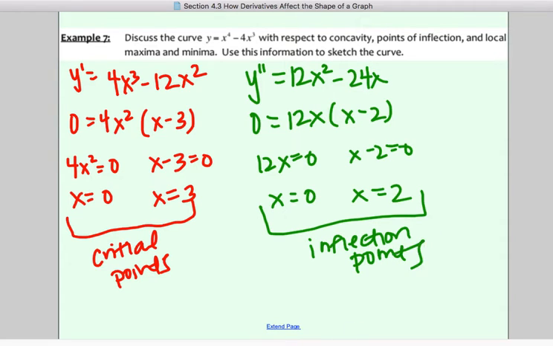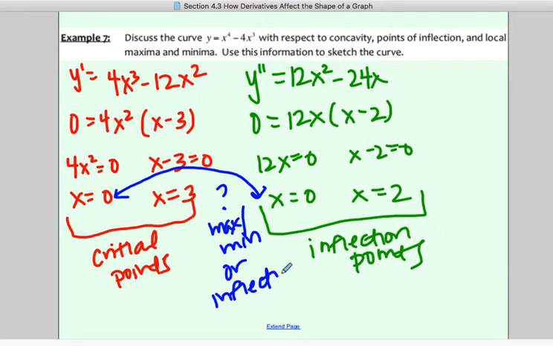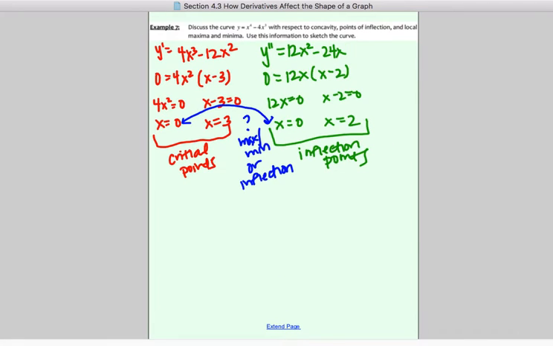One thing I start to notice is this number is in both. So is it a max, min, or is it an inflection point? We've got to actually figure this out. This is kind of weird, we're not sure what 0 is. Is it a max, min, or is it an inflection? The way we're going to figure this out is we are going to make ourselves a number line, and we are going to put all of the numbers on here.